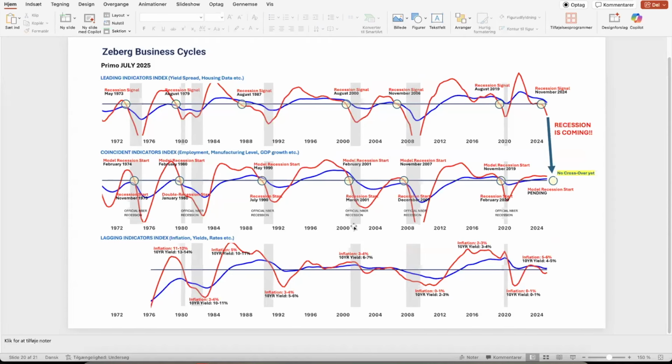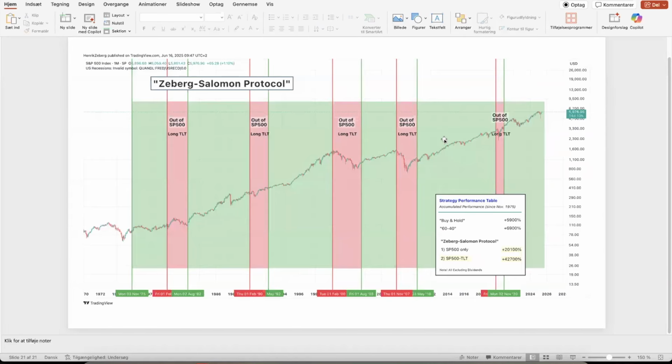And obviously it doesn't get you out at the top every time, but it will relatively give you a better performance if you follow that kind of structure. I hope that kind of answered it.